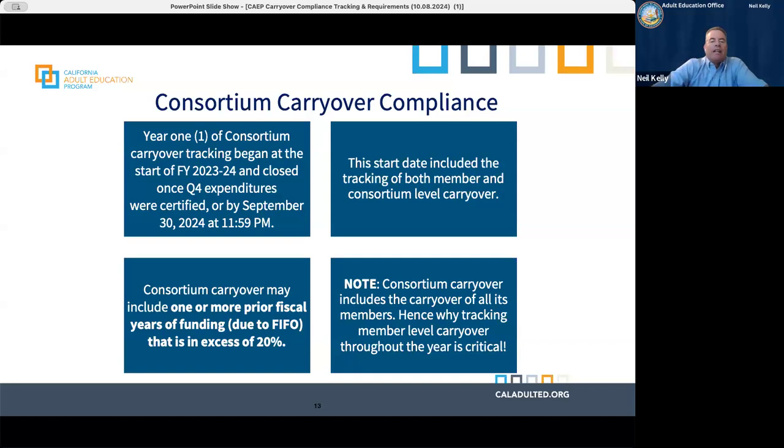The start date included the tracking of both member and consortia level carryover, but as you can see, consortia level carryover is a constant. The member carryover has some variation. You can change the percentage, you can opt in, you can opt out on the member side. So a lot of variation as compared to the consortia, which is always 20%, and there's no opting in or opting out. And it takes into consideration all the members' grand total for the consortia. And then consortia carryover may include 1 or more fiscal years of funding that's in excess of 20%, different than the 2 consecutive years. And then consortia carryover includes carryover of all its members. And that's why tracking member level carryover throughout the year is critical. Next slide, please.